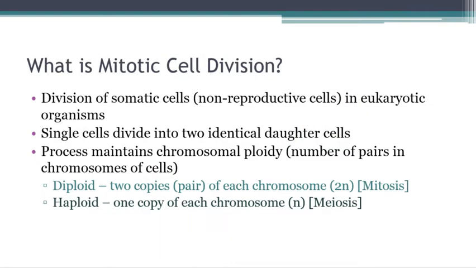So when we talk about mitotic or mitotic, you can say it either way, cell division, we are talking about the division of somatic cells only, okay? Those are the non-reproductive cells. We will be talking about the reproductive cells, but that's a different process called meiosis. Now, this is going to be in your eukaryotic organisms that we're going to be talking about. And what you have is basically the cell copies itself. And so you get 2 that are identical to the original one, right?